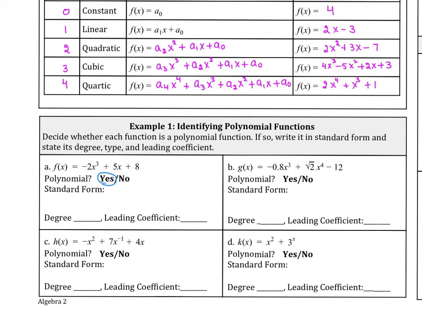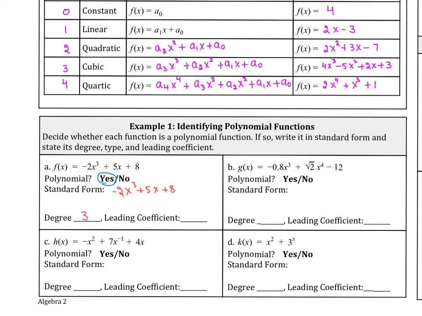So yes. Is it in standard form? Yes, because it starts from the highest degree, then x squared, which is not there, and that's okay, and then the x term and then the constant. So the standard form is already there. We can rewrite it here because we have space. The degree is the highest exponent. The highest exponent is 3, so we're going to write the degree as 3.